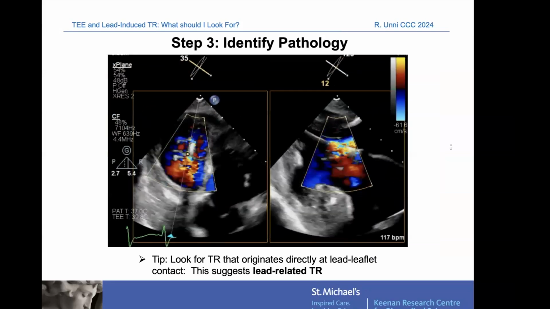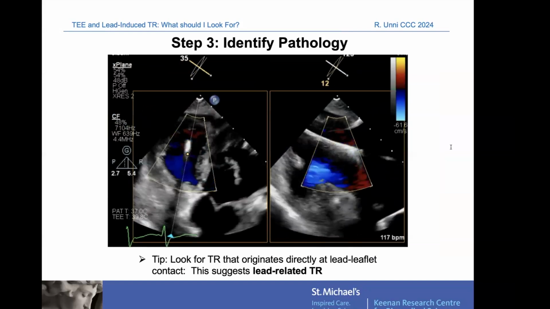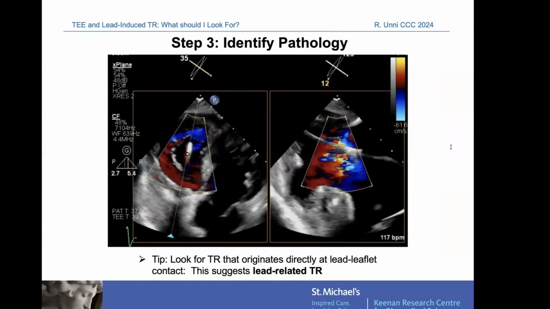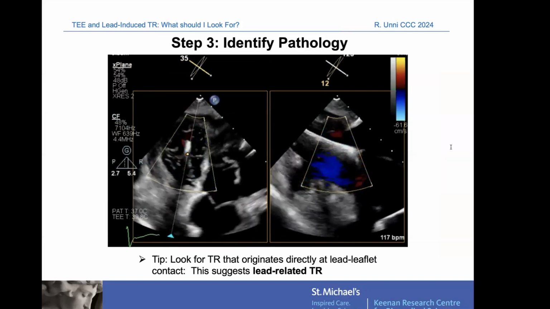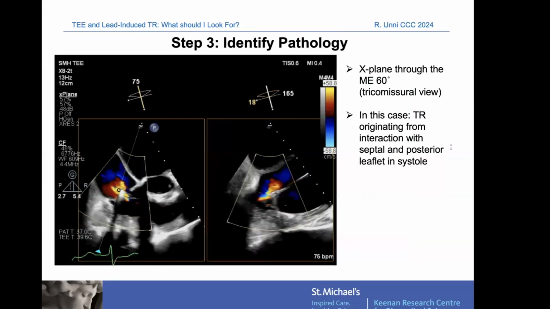Now, when we use color, we see that there's a jet directly arising from where the leaflets might be touching the lead. Very suspicious. So this is what this suggests, that there is some form of lead-related or lead-induced TR. So let's look a little further and see if we can actually get proof.